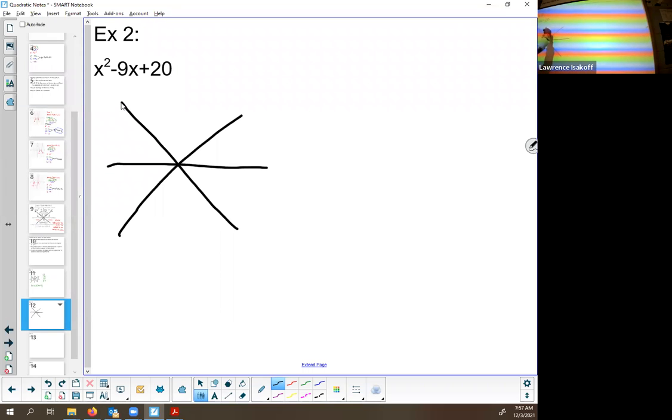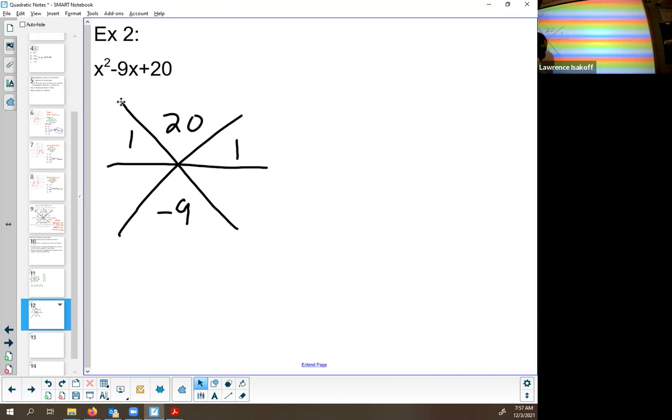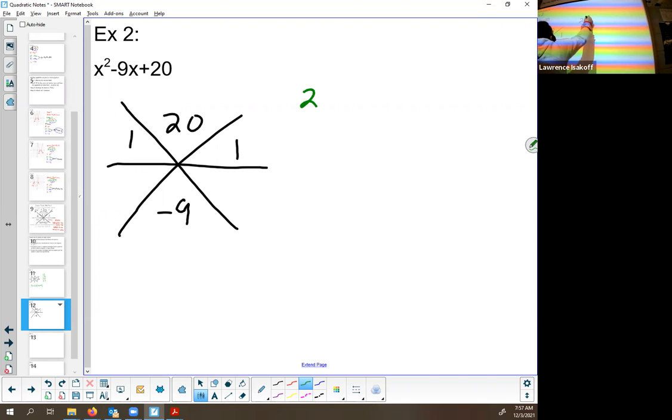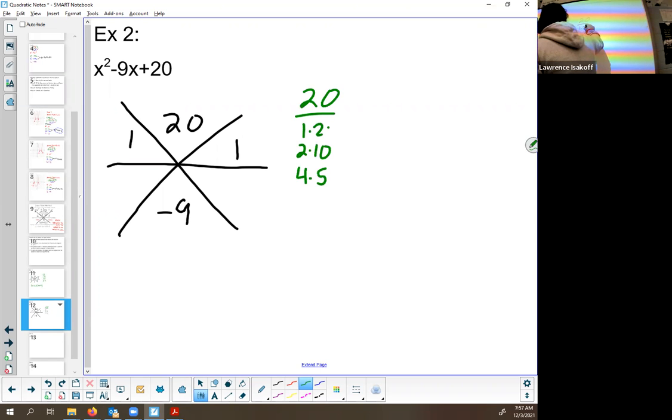So 1 times 20, that's 20 for the top, 1 and 1 on the sides, and -9 on the bottom. What multiplies to give me 20? 10 times 2? What else? 4 times 5? And of course, 1 times 20.